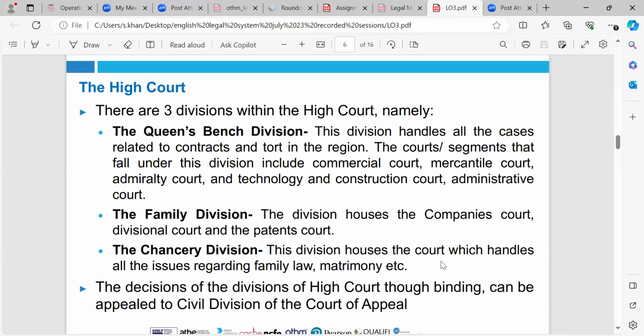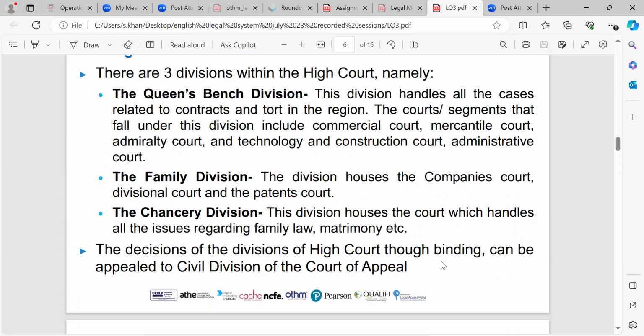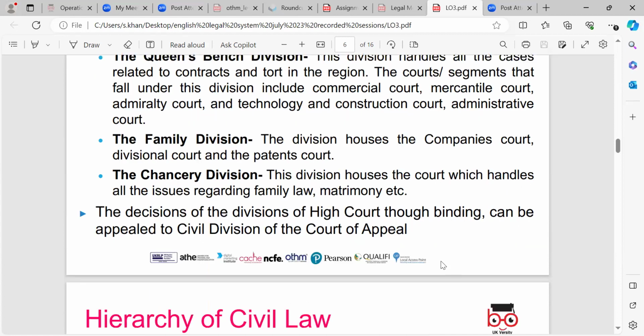Then you've got the Family Division, and the division houses the Companies Court, Divisional Court, and Patents Court. And then you have the Chancery Division, and this division houses a court which handles all issues regarding family law, matrimony, etc. The decisions of the divisions of the High Court, though binding, can be appealed to the Civil Division of the Court of Appeal.